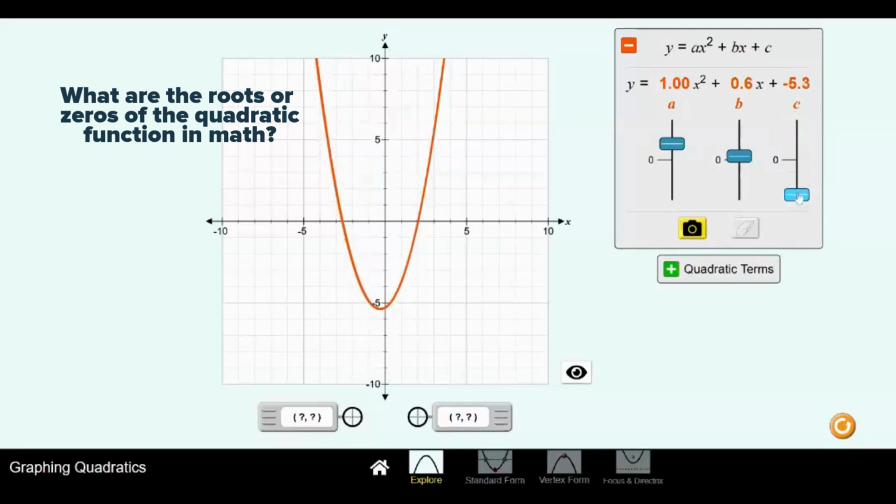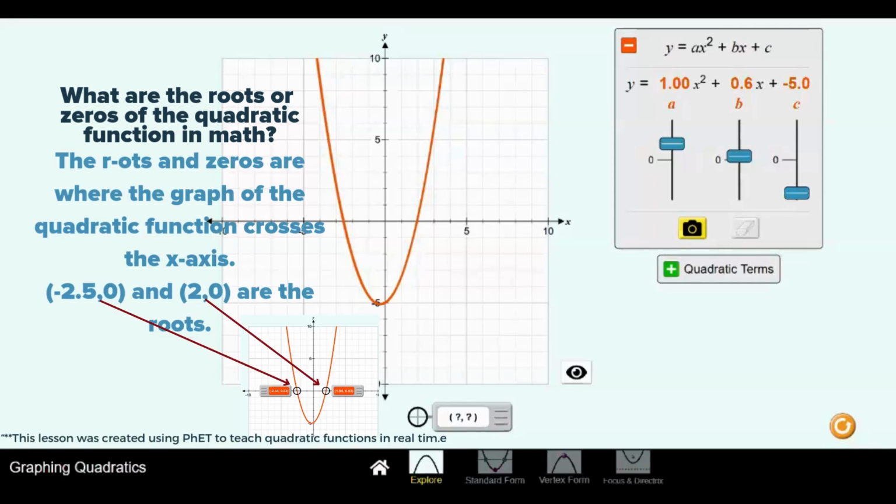Let's do this one here. What are the roots, approximately? What are the roots or the zeros for this quadratic function? And remember, just in case you don't remember, the roots and zeros are the points where it crosses the x-axis.